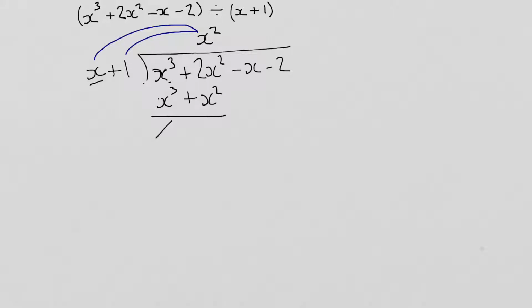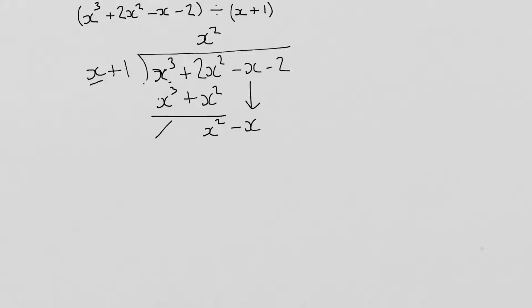Then on the next part, I've got 2x squared, take away an x squared. That will leave me with x squared. Okay, so now I've got the x squared and I'm on to the next step. So I need to bring this down. I'm always working with 2 at a time. So x squared minus x.